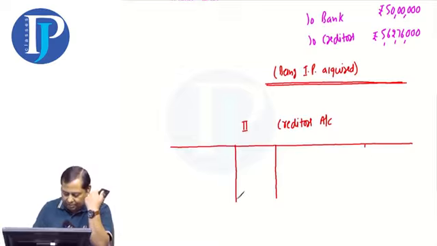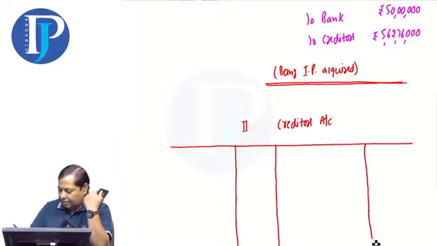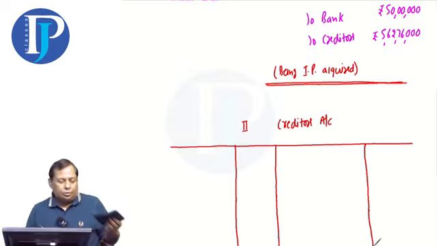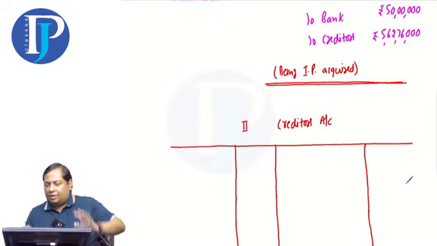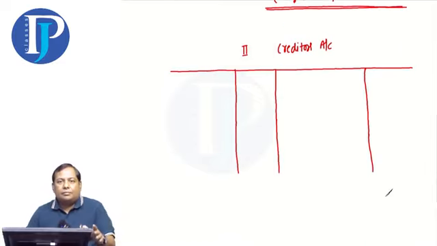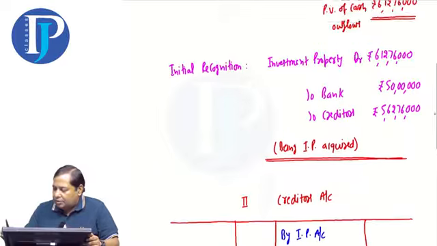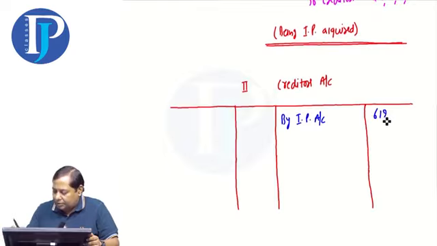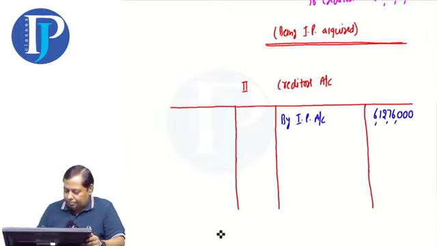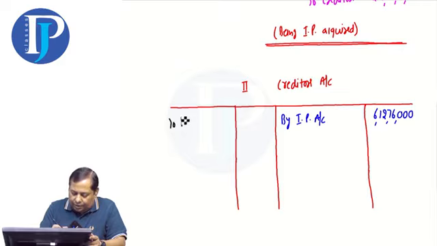If the question had said pass journal entry, if the question has asked for journal entries, you can pass them. Otherwise, we will create an account and write the treatment of interest. Do you understand? I am not passing the entries. First, I will write by investment property 6,12,76,000. Then I will write to bank.